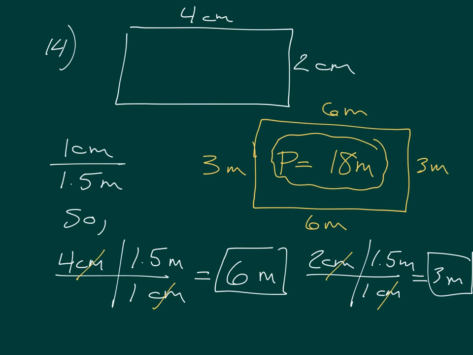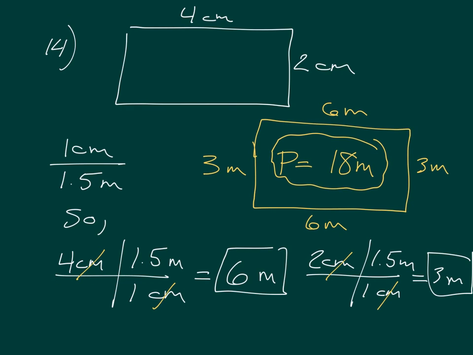Number 14, again, this is a rate conversion or a unit conversion, factor labeling. It tells you initially in the problem, it draws a picture, the measures are 4 centimeters and 2 centimeters, but it wants the answer in meters. So what I had to do was take the scale they gave me, which is 1 centimeter is 1.5 meters. So I have to change each of these measures. So I had to change 4 centimeters to meters.